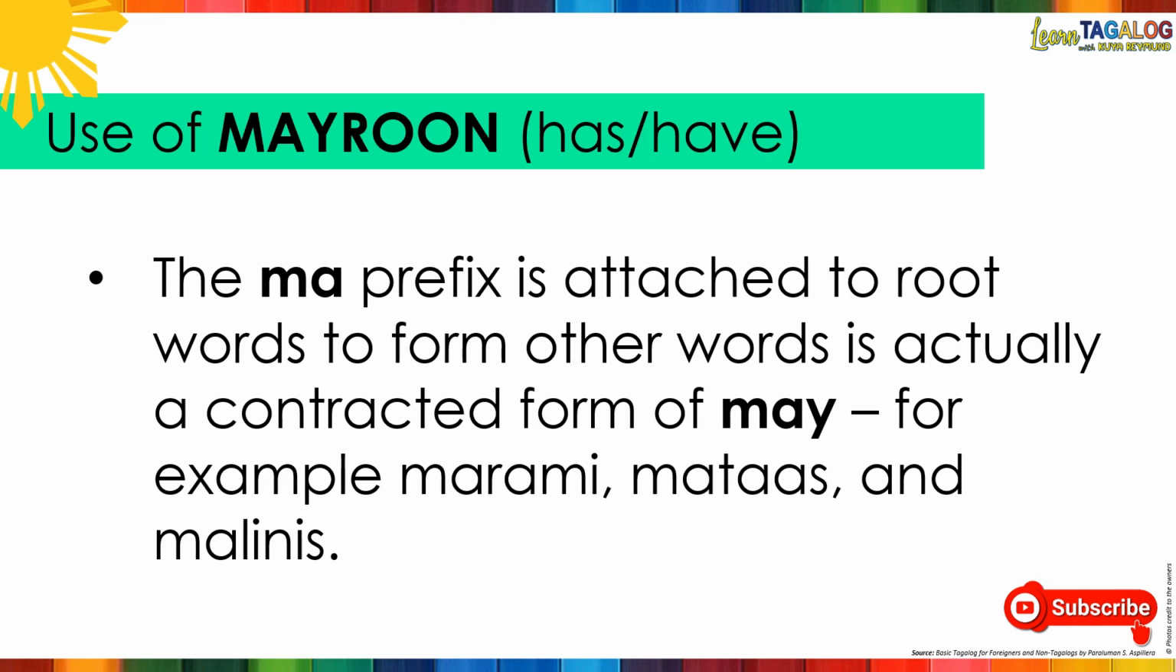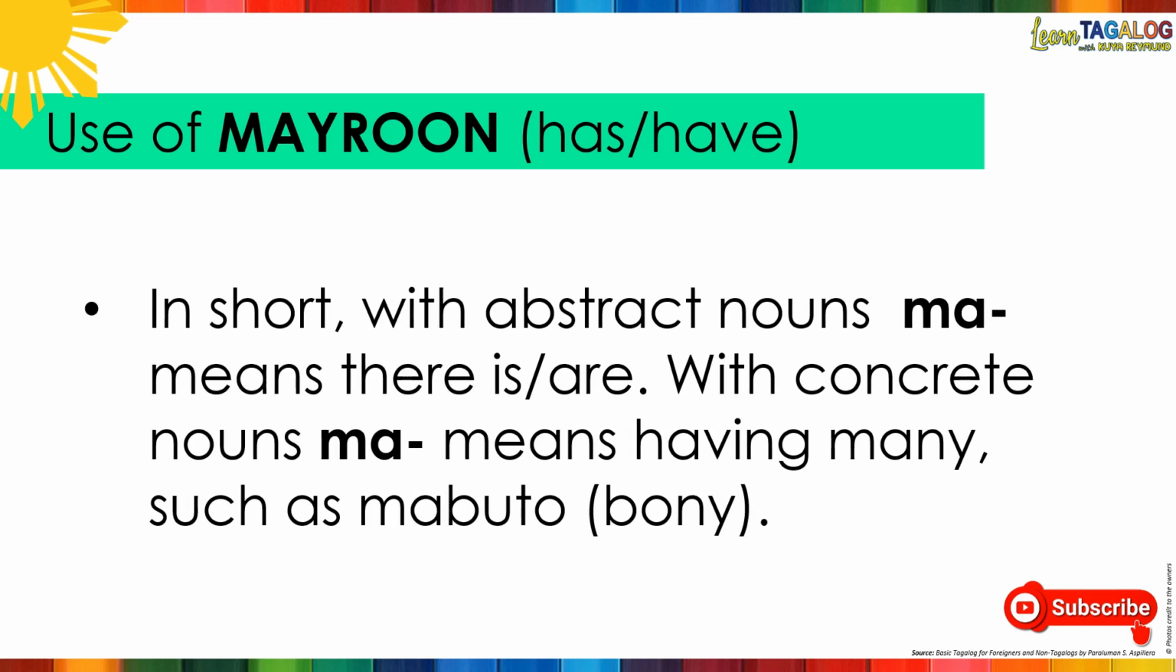Another thing to note with meron is that the ma prefix is attached to root words to form other words and is actually a contracted form of may. For example, marami, mataas, and malinis. Ayan, so these are our examples. We have here another thing is that in short, with abstract nouns ma means there is or there are, with concrete nouns ma means having many such as mabuto. Buto is bones, and then when we say mabuto, it's bony.